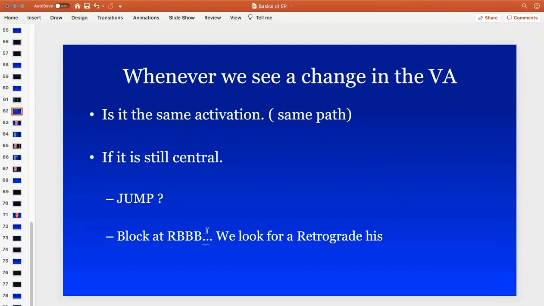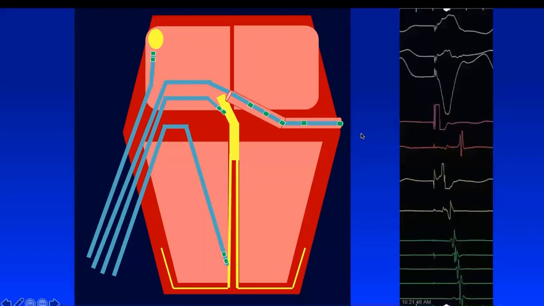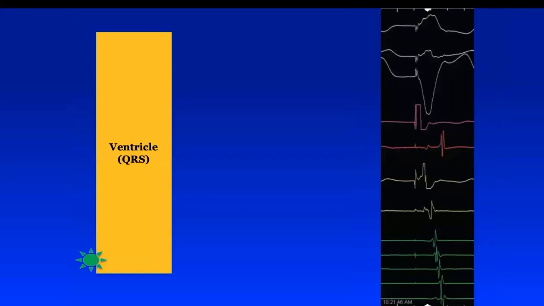Sometimes you can get a block at the right bundle. So I will explain it to you. This is what happened with the drive train. We have to use the animation because I spent time on it. You pace at the RV apex, and the impulse goes through the right bundle to the AV node and conducts to the His. That's what we saw. But sometimes when you bring in the extras, this is what actually happens. This is a slide that I just added. So you pace, you capture the ventricle, and the ventricle is this big QRS.